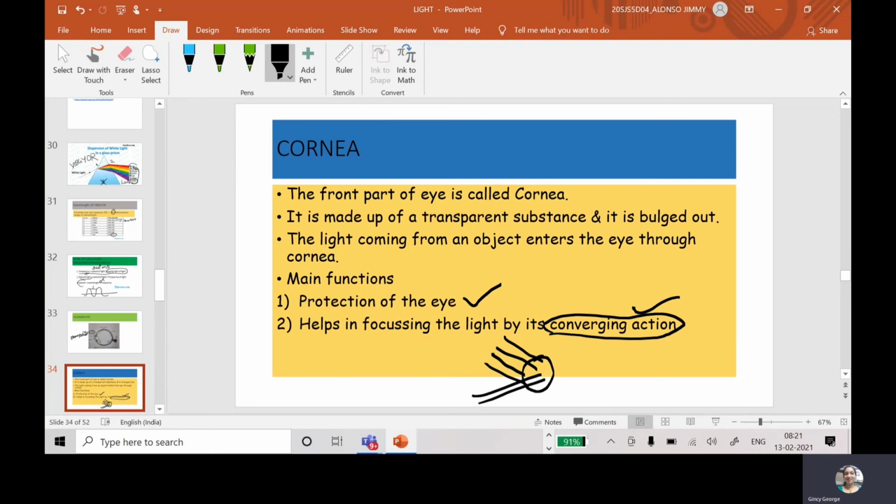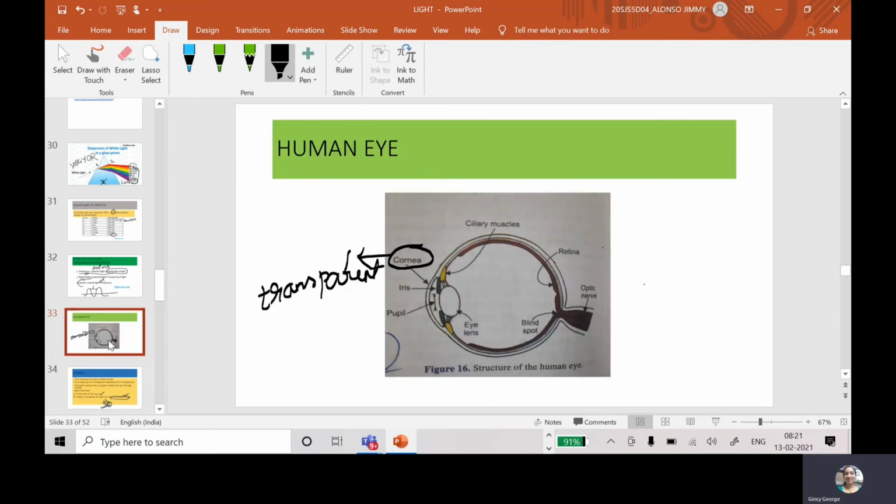So which is the next part? We'll move to the diagram again. The next part is the iris. You can see here the iris with the pupil. The iris is marked here, and the center part is called the pupil. The iris and pupil are a combined part. What are the functions of this? Colored vision is possible because of this part called the iris. The pupil is located at the center of the iris.